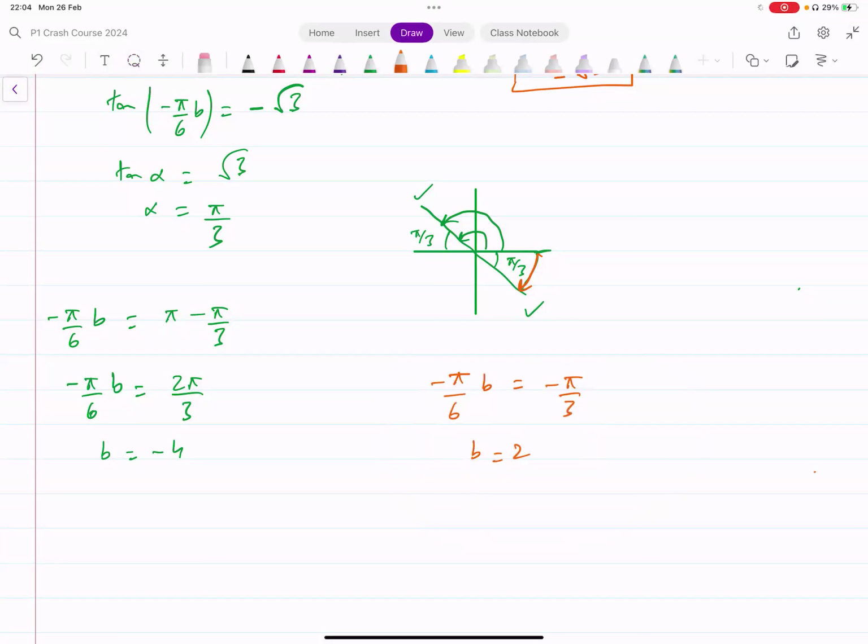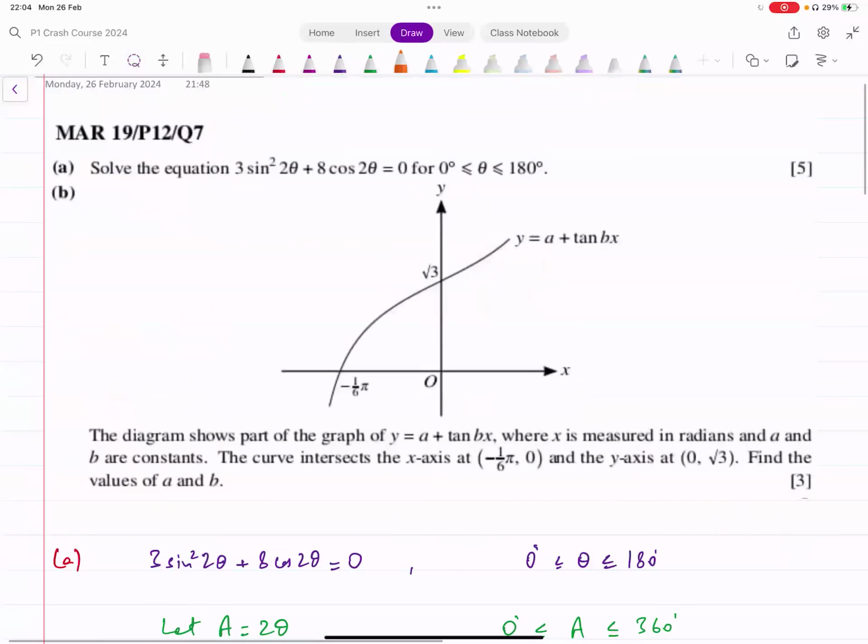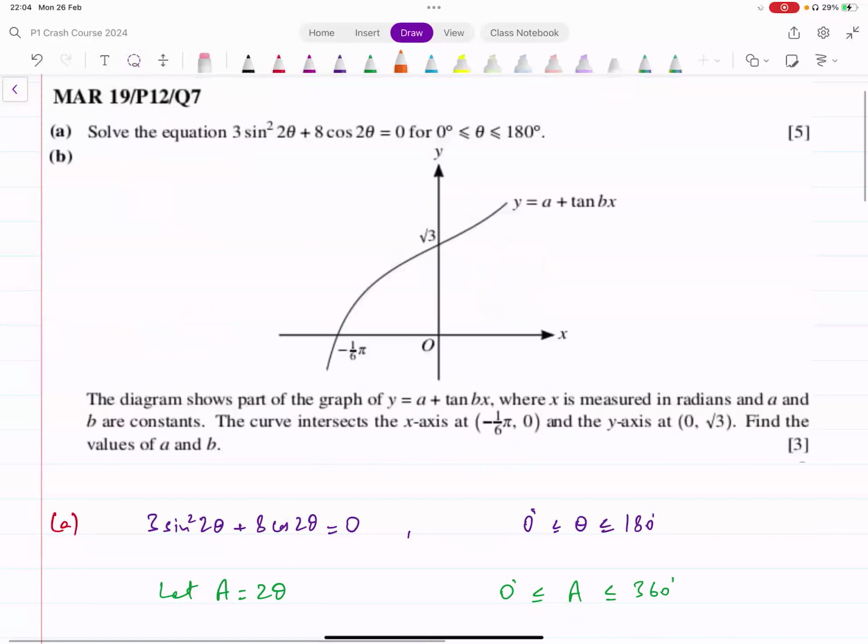The question does not tell us whether b is positive or negative. It just says a and b are constants. Now think about it. We have tan of bx, a plus tan of b times x. Now b could either be positive or negative. What's the shape of the tan graph? What's the actual shape of the original tan graph?